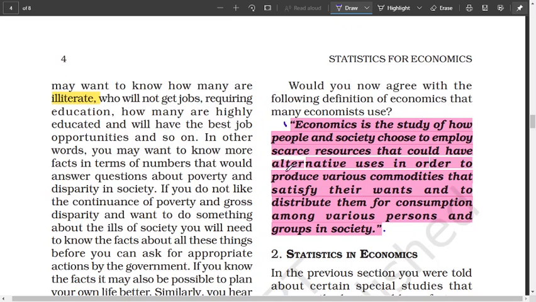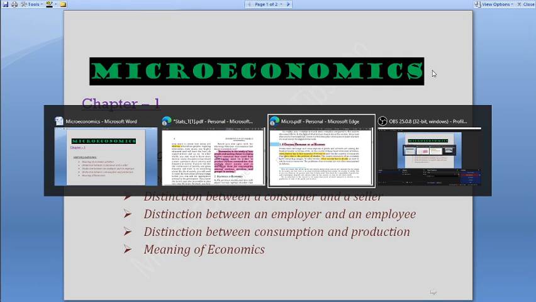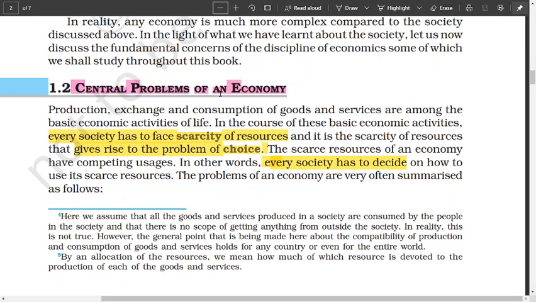Economics is a study of how people in society choose to employ scarce resources that could have alternative uses in order to produce various commodities that satisfy their wants and to distribute them for consumption among various persons and groups in society. This part is from the second book, Statistics for Economics. We'll deal with this later. Right now, for the start, we'll concentrate on microeconomics.